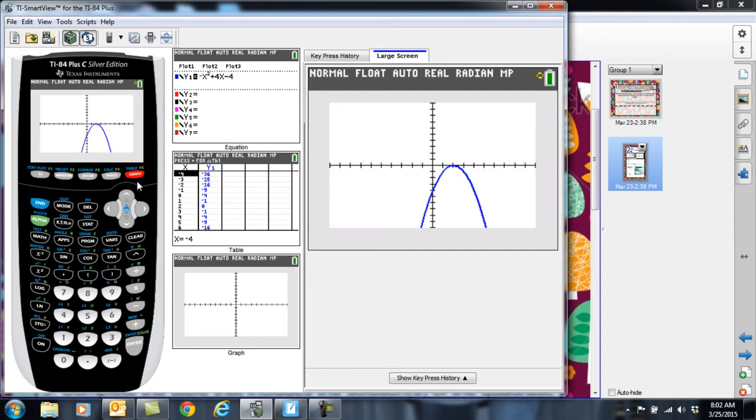If your graph doesn't look exactly like mine, then press zoom and 6 so that it'll reset your window to match mine. This gives you a 10 by 10 window, so the x-axis goes from -10 to +10, and so does your y-axis, so it's really easy to count. It's a nice easy window to see what's happening.